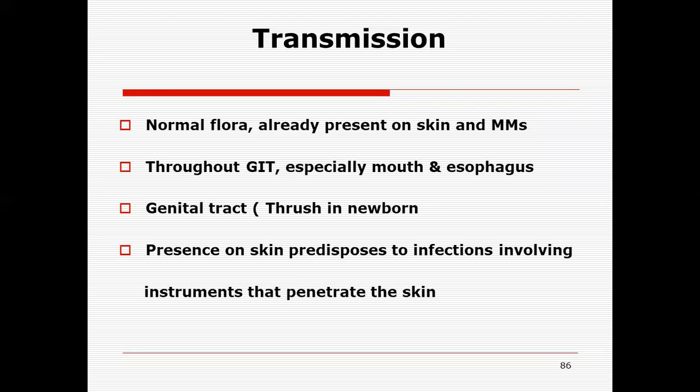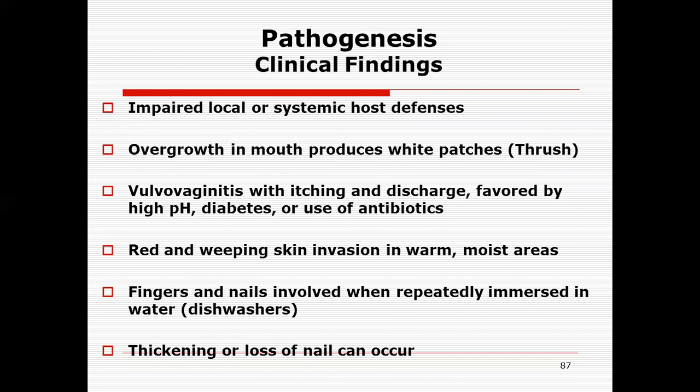The presence of the organism on the skin predisposes to infections involving instruments that penetrate. So any effort made to penetrate the skin causes breaches in the skin, and this breach causes predisposition. Any burns, any breach, any boil, causes predisposition of the skin to Candida albicans infection. And if you have indwelling catheters, such as urinary catheters, or other instruments in the body, they are prone to infection where the organism is commensal. We'll take up the pathogenesis next time.